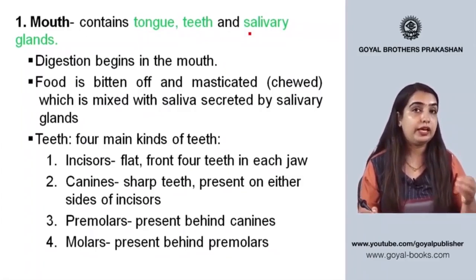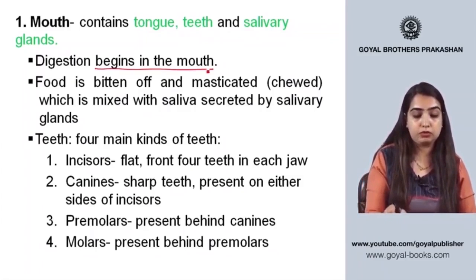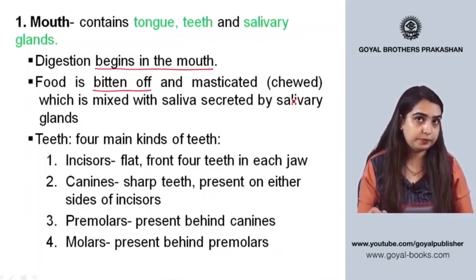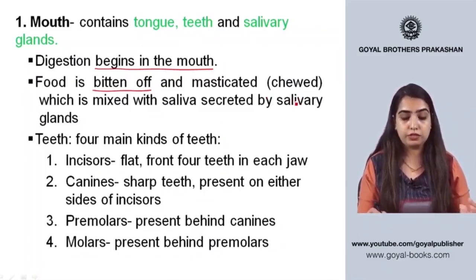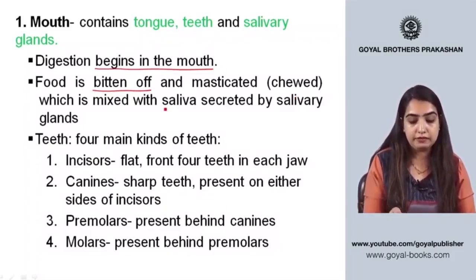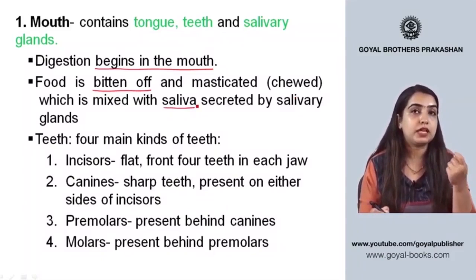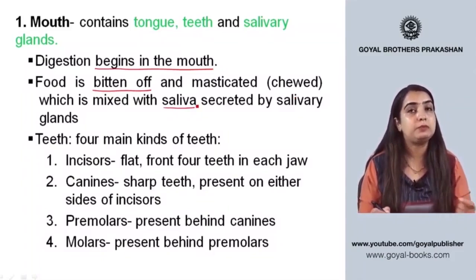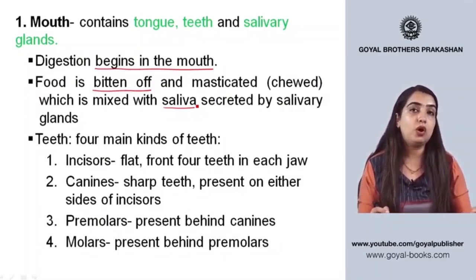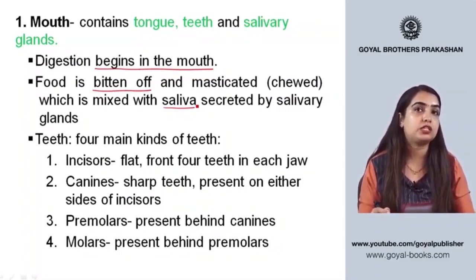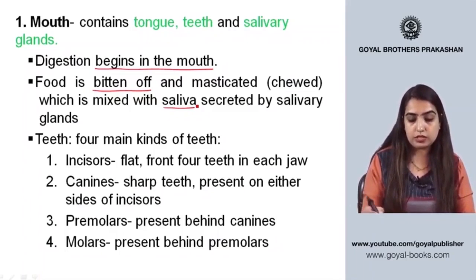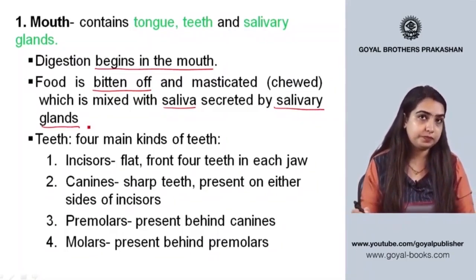Now digestion, I have repeated this, begins in the mouth because it is here that the food is bitten off and chewed. Chewed is also referred to as masticated because here the food gets mixed with saliva, that watery substance that we have in our mouth. This is secreted by the salivary gland. And this is why we had said initially that along with digestion, there are certain glands which are associated and help in the process of digestion itself. So saliva is secreted by the salivary gland.